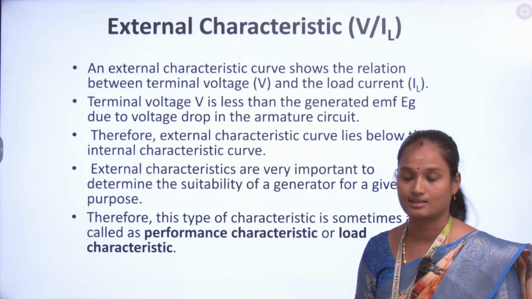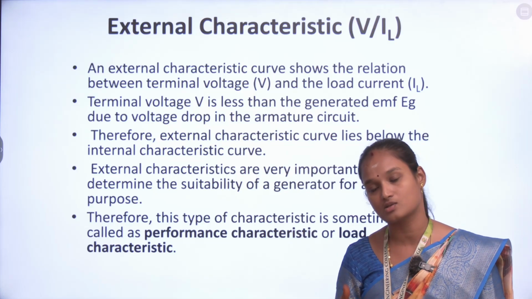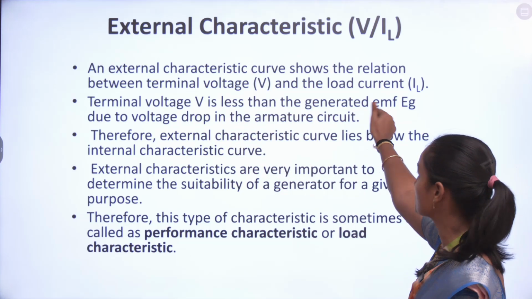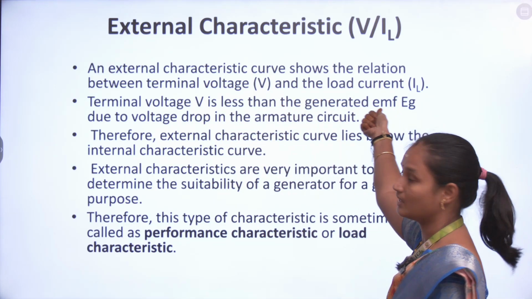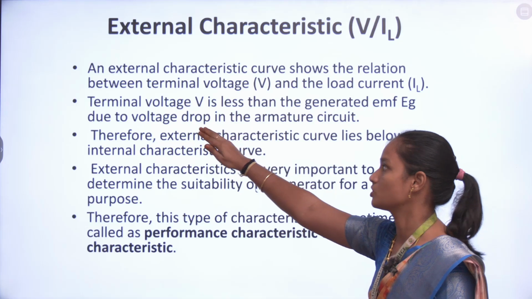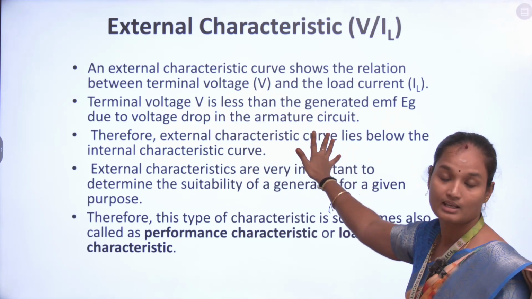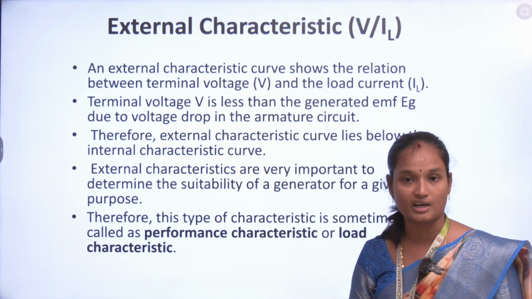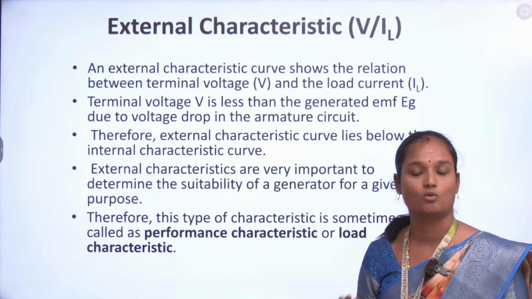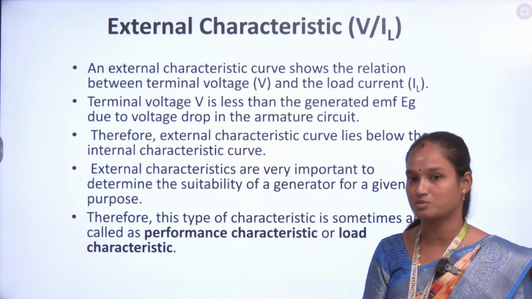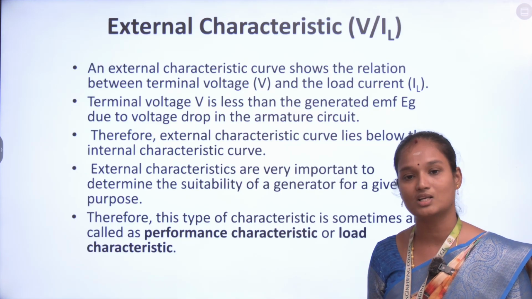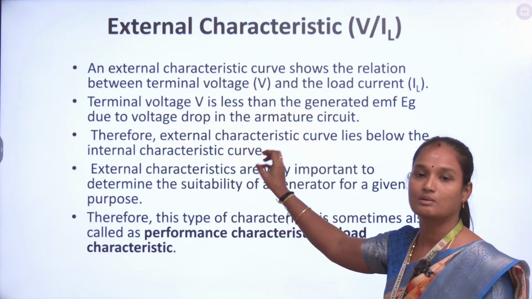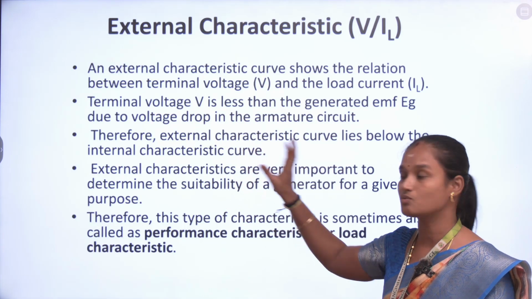And next, external characteristics. Obviously, external characteristics have to do with load characteristics. The external characteristics curve shows the relation between the voltage and the current, because here the load has been connected. So the terminal voltage is less than the generated EMF. Why? Because the terminal voltage will not be equivalent to the generated EMF, since we have connected the load. Once you connect the load, you will have two types of drops: armature reaction drop and voltage drop. These two drops occur, so the generated EMF is not equal to the terminal voltage.